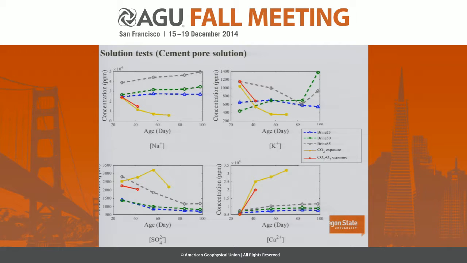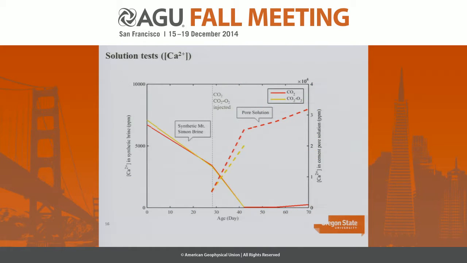Meanwhile, if we look at the sulfate content, at high temperature, sulfate content usually stays high, including the one only subjected to the brine. And later, I will introduce more about the calcium. So this is a figure about the calcium.